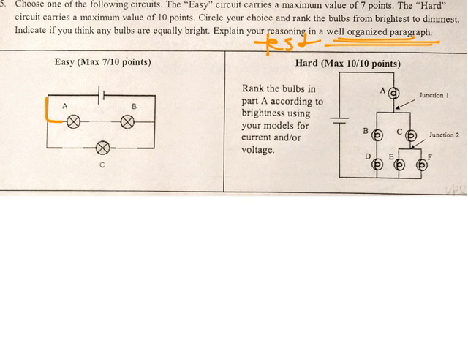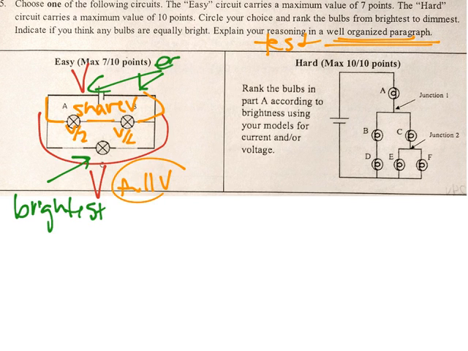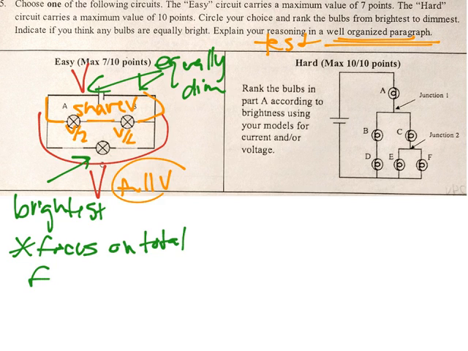Alright, so for the easy problem, you want to use your loop rule. So it means there's 2 loops, so whatever our voltage is here, this one gets the full voltage, and here it now has to share your voltage. So these share their voltage, this one gets the full voltage. Therefore, this one here at the bottom, C, will absolutely be the brightest, and then these two will be equally dim. In your explanation, focus on the total voltage for each bulb.